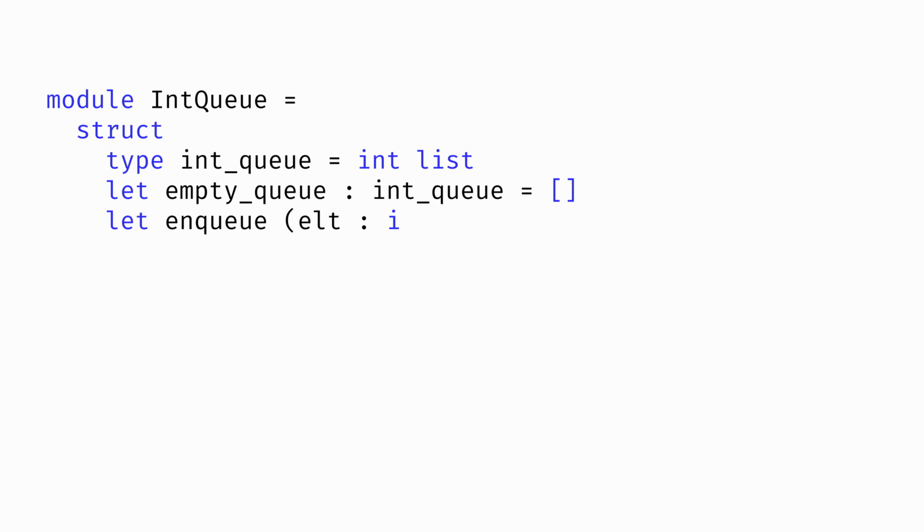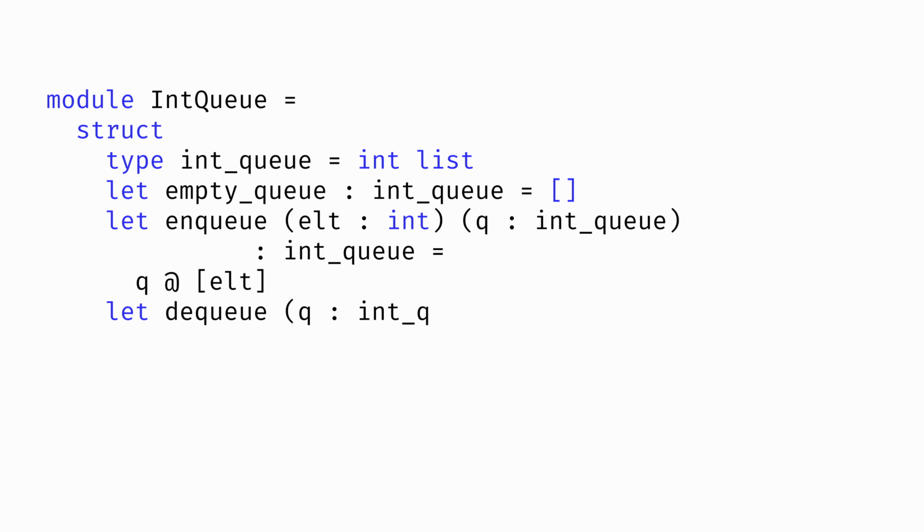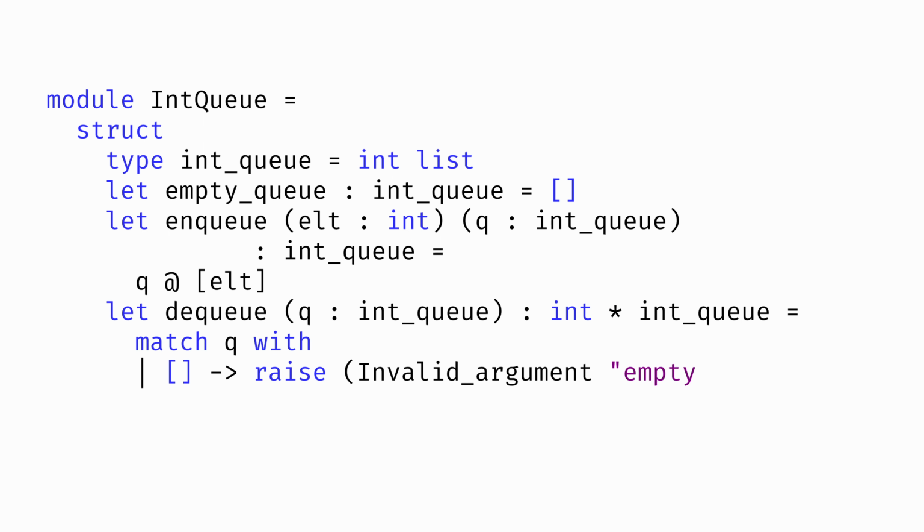And we'll also define our functions nq and dq, which are the same as the functions we've written before, but now they're using our int q type that we've defined in this module. And finally, we'll end our module with the end keyword. This module packages together values and types. It contains a type int q, a value for the empty q, and function values for enqueuing and dequeuing.